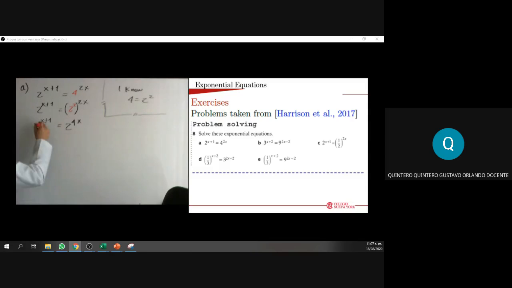What do we do now? Well, now we can, in fact, cancel the bases. And the equation will be only the exponents alone. So x plus 1 in here for 4x.